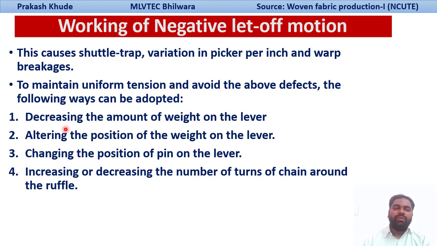One, we need to decrease the amount of weight on the lever. Second, we need to alter the position of the weight on the lever. Third, we need to change the position of the pin on the lever. And the fourth variation we can do is increasing or decreasing the number of turns of chain wound on the ratchet.